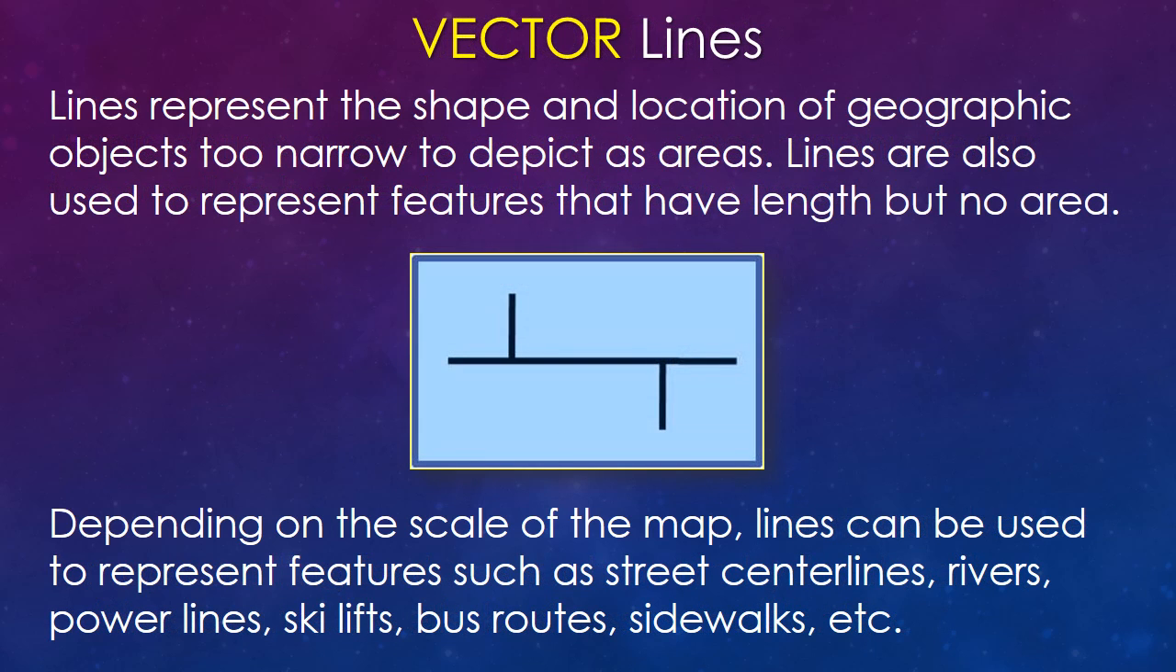Vector lines. Lines represent the shape and location of geographic objects too narrow to depict as areas. Lines are also used to represent features that have length but no area. Depending on the scale of the map, lines can be used to represent features such as street center lines, rivers, power lines, ski lifts, bus routes, sidewalks, etc.